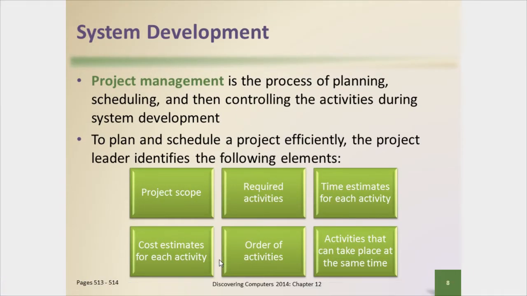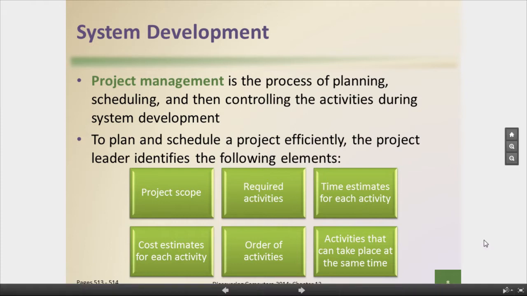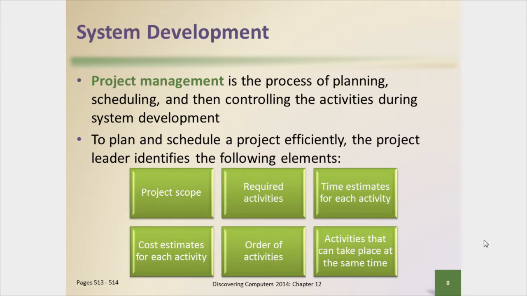As far as project management, it is the process of planning, scheduling, and then controlling the activities during systems development. To plan and schedule a project efficiently, the project leader identifies the following elements: the project scope. In other words, how big or small the project is. This is important because when users start to ask for the project to do something else, something that falls outside of the project scope, we have to recognize this and say, no, that was not our mission for this particular project.